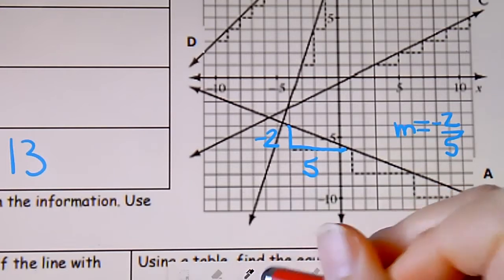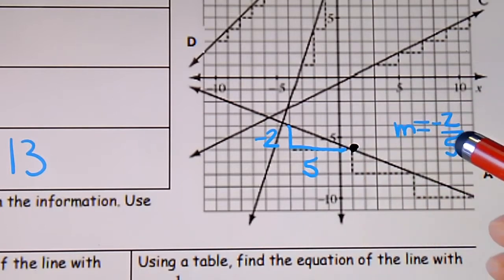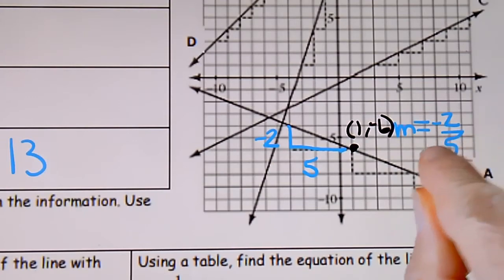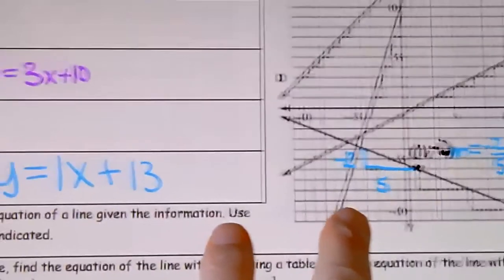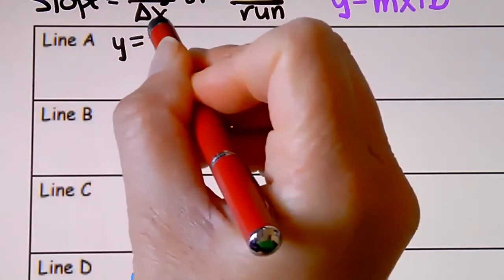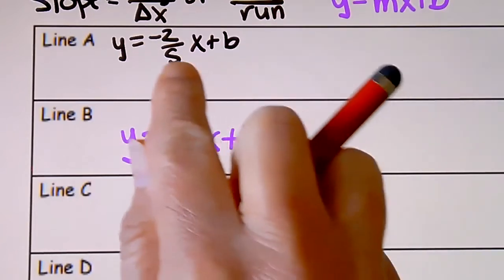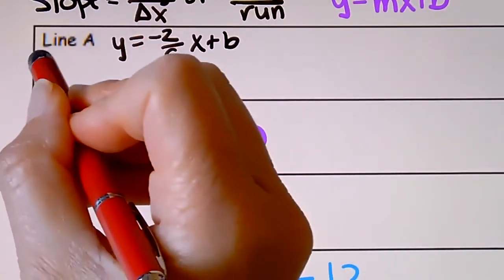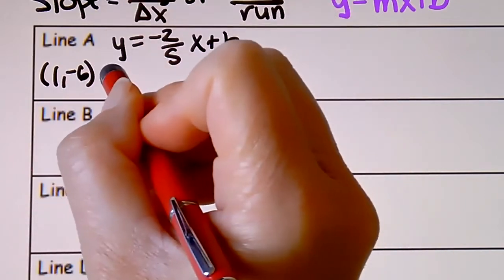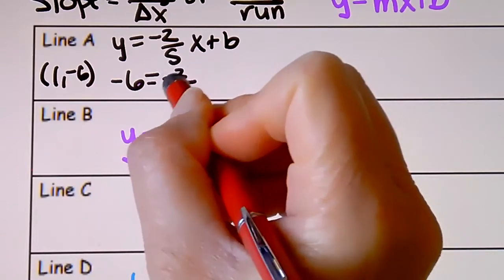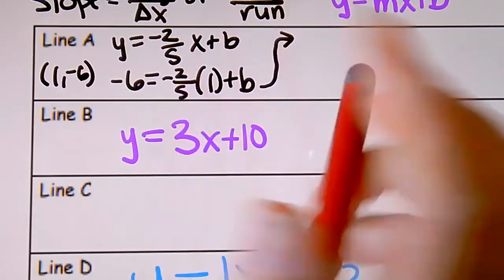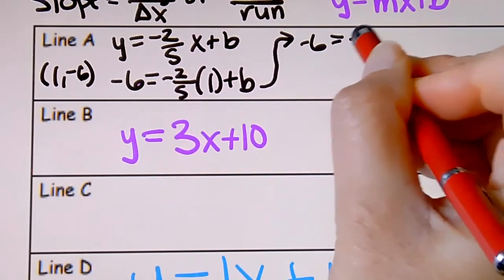So let's say I use this point here. This is a nice point on my line, and that's at 1 comma negative 6. So I'm going to use 1 comma negative 6, having a slope of negative 2/5. Let me jot down my important information. I know it's going to be y equals negative 2/5 x plus b, because I know my slope is negative 2/5. Now I'm going to use the point 1 comma negative 6 to figure out what my b is. So I'm going to put 1 in for x and negative 6 in for y. So negative 6 equals negative 2/5 times 1 plus b. And so when I do that, this is just going to be a negative 2/5. So I get negative 6 equals negative 2/5 plus b.